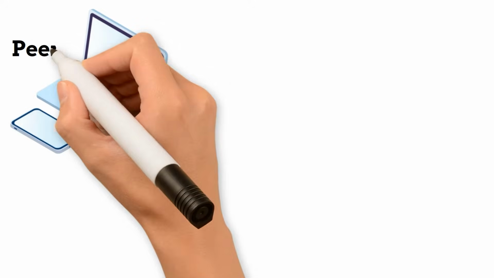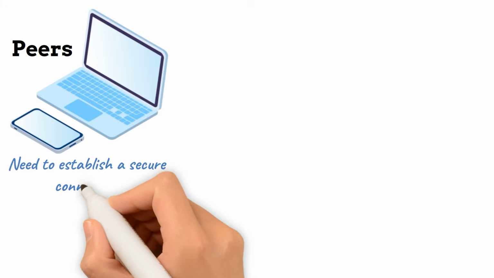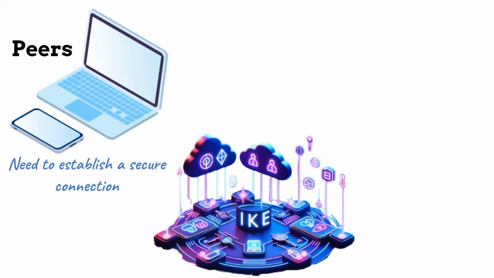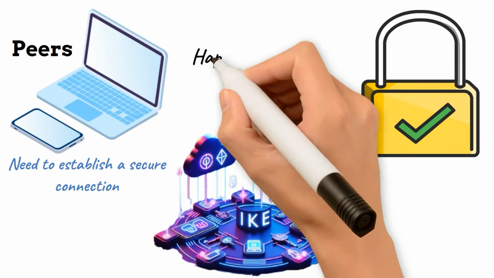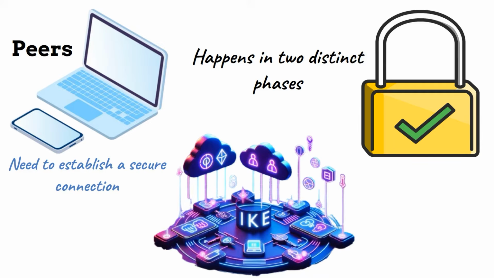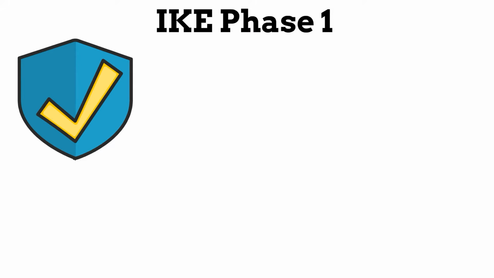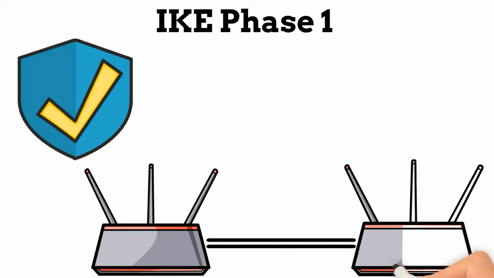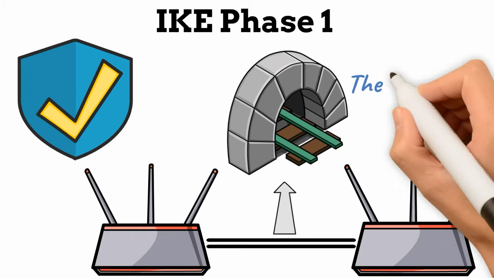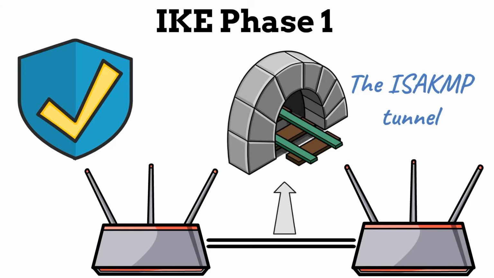Before IPsec can protect any data, the two devices, called peers, need to establish a secure connection using a protocol called IKE, the Internet Key Exchange, and this process happens in two distinct phases. First, we have IKE Phase 1, whose main goal is to create a secure, authenticated channel between the two peers, a fortified management tunnel called the ISAKMP tunnel.